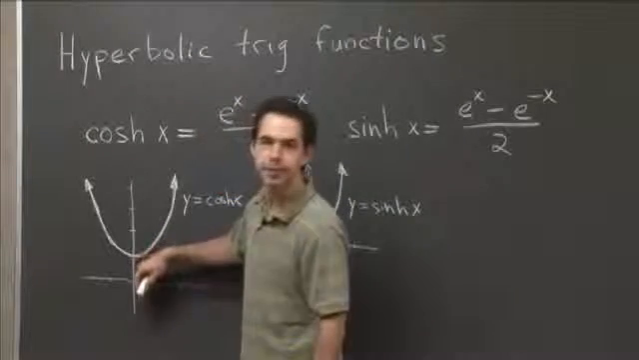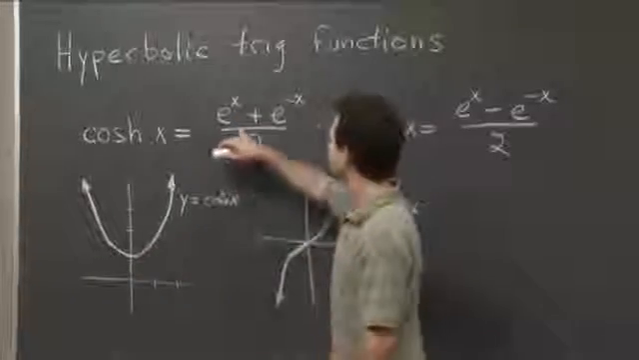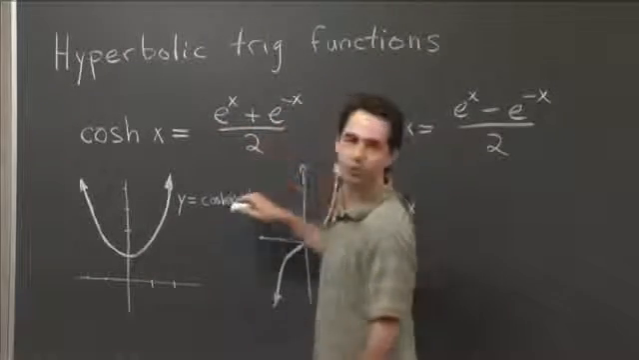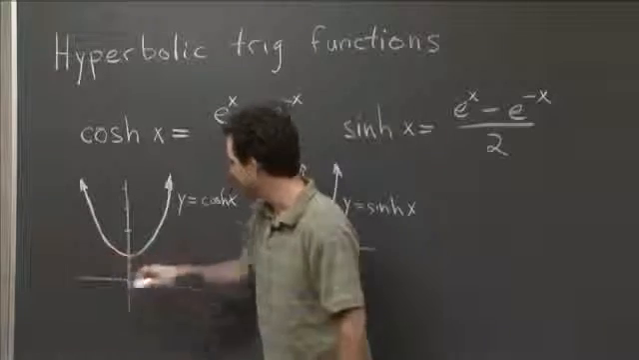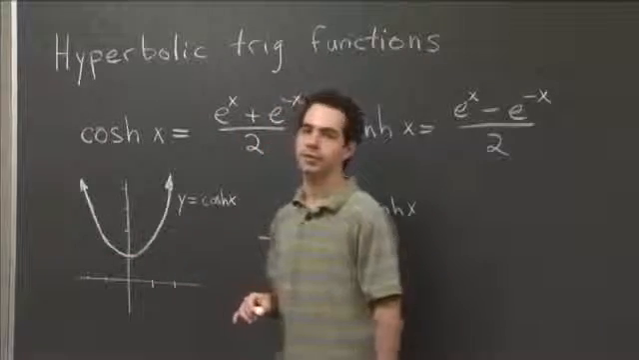It reaches its minimum here at x equals 0. It has the value 1 plus 1 over 2. So its minimum is at x equals 0, and it has its minimum value 1.